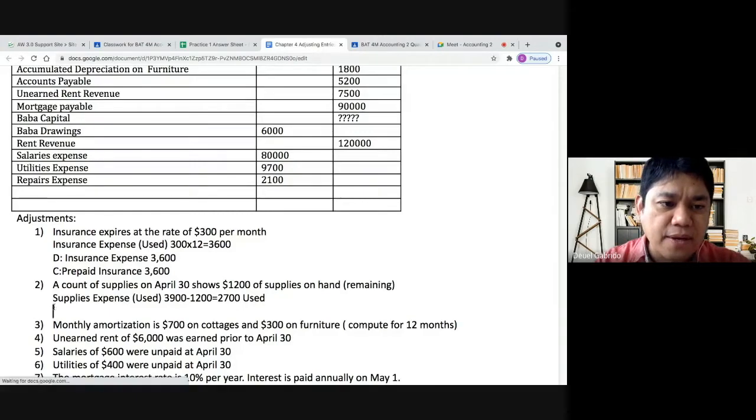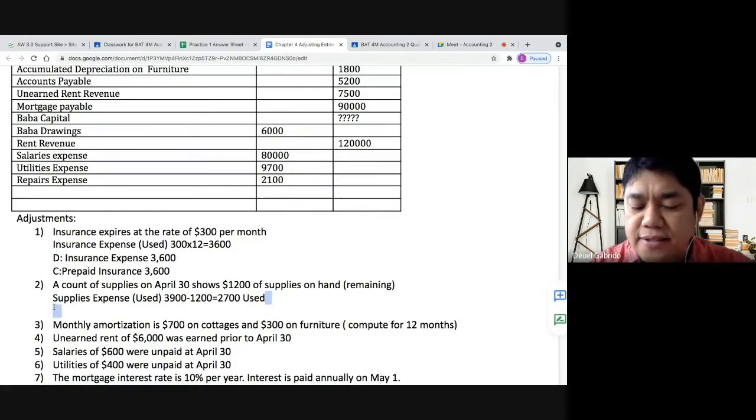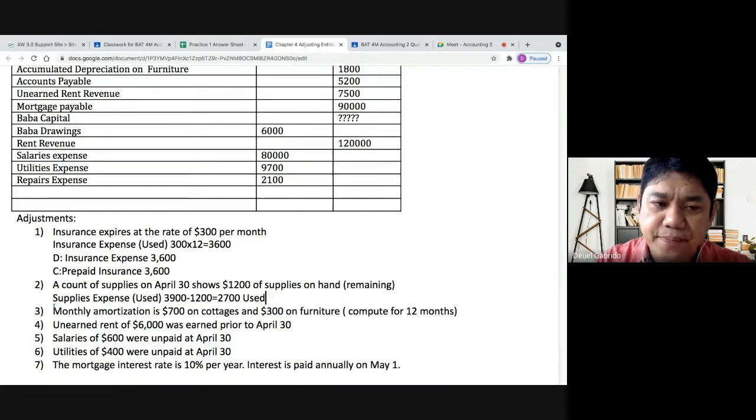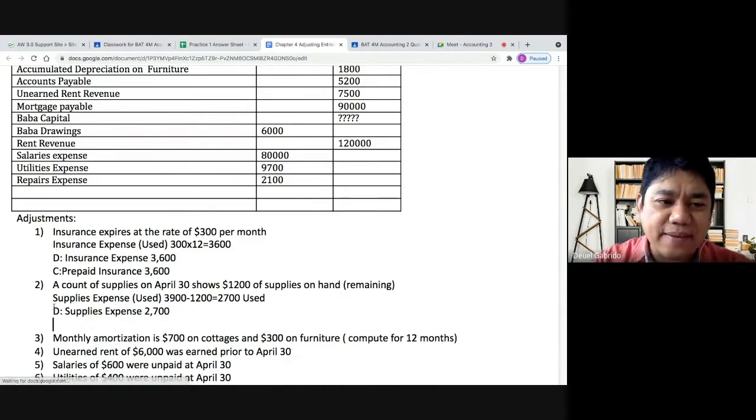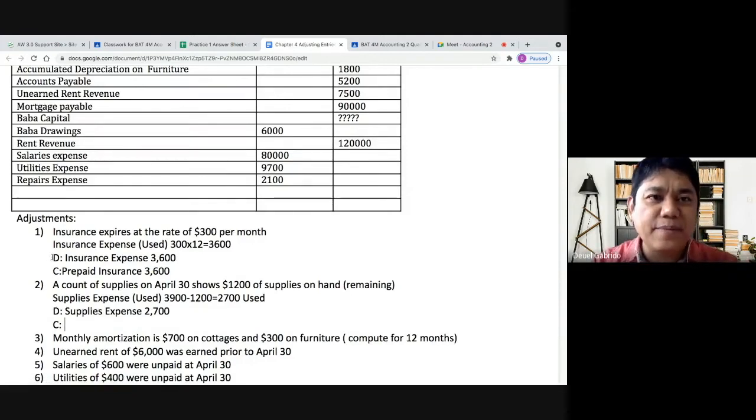So if I ask you to make a correcting or adjusting entry, what is our debit? Debit what? Always the used portion is called supplies expense. Always debit, amounting to 2,700. And credit what? Tell me, what must be the credit?